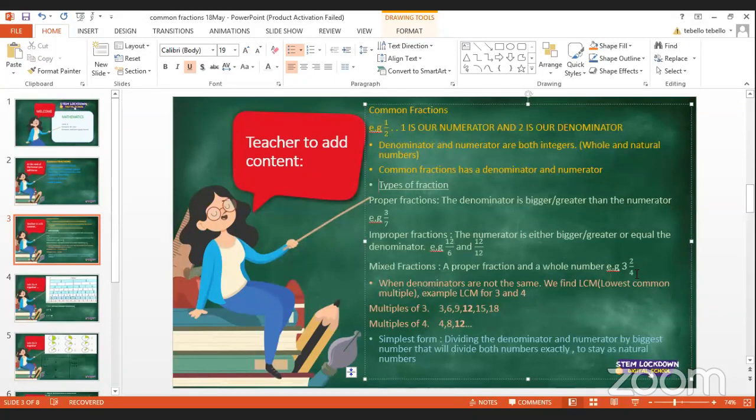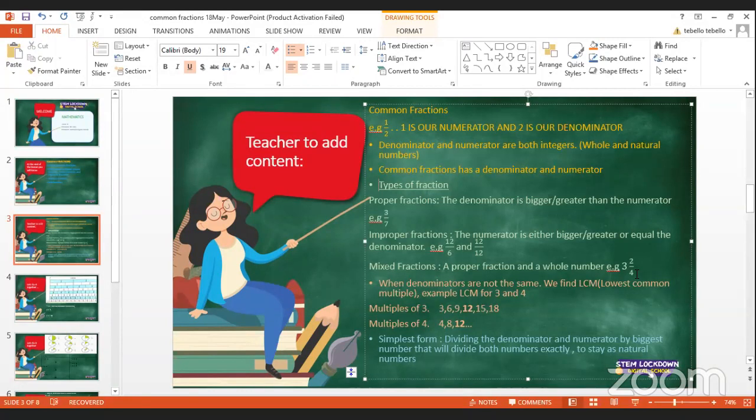Right. Okay. So let's go to the lowest common multiple. We will need to determine our lowest common multiple when we add or subtract our fractions. That's when we'll need our lowest common multiple, when the denominators are not the same.